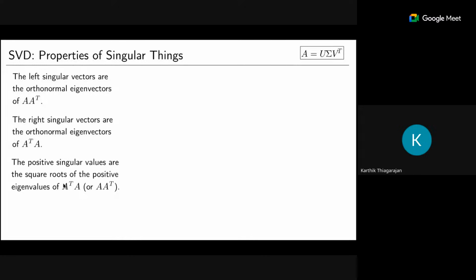Now, this we already saw. The positive singular values are the square roots of the positive eigenvalues of A transpose A. That's how you get the singular values. And there are R such positive singular values.